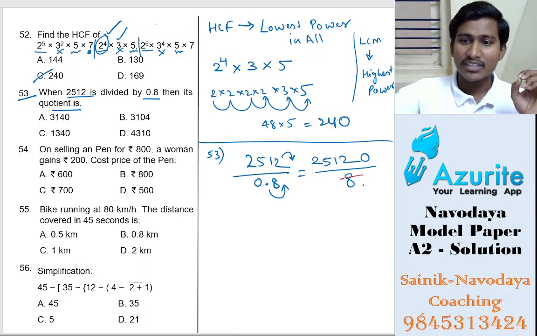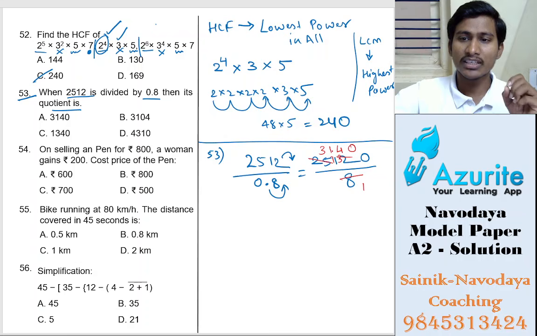Now cancel it. 8 1s are 8, 8 3s are 24. How much will be remaining? 1 will be remaining. 8 1s are 8. Now 11 is there, 3 will be remaining. 32, 8 4s are 32. 0 as it is. So the answer will be 3140. 3140 is option A here. So that is how you have to do it.